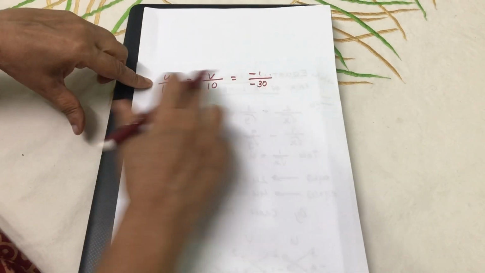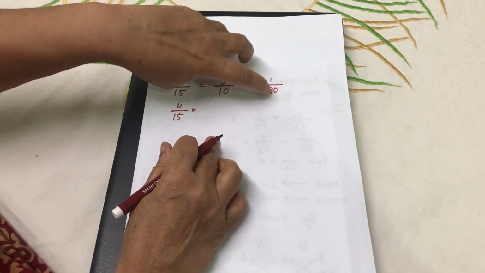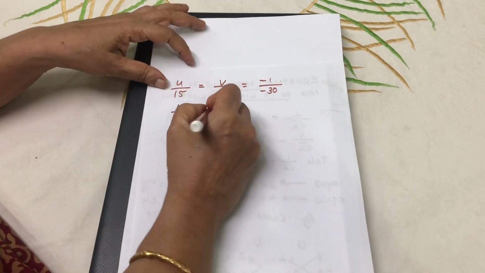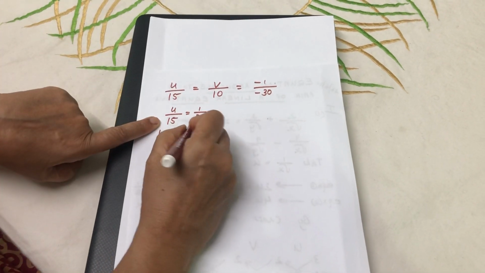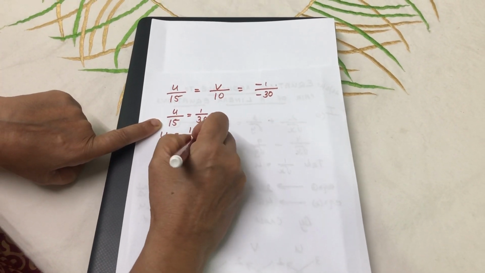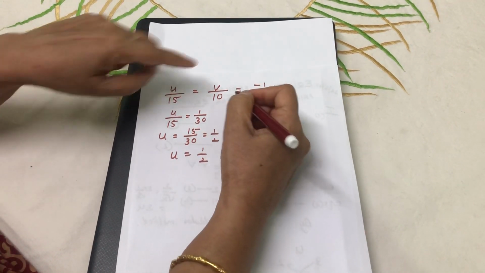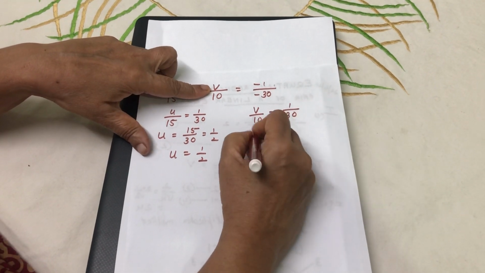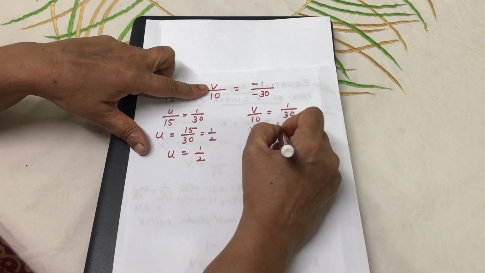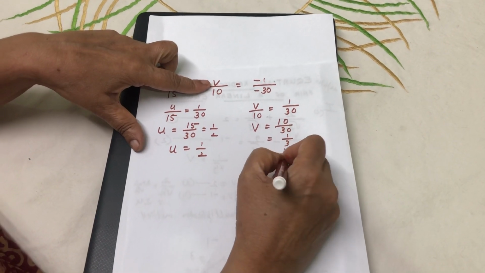So each one you have to take. This is u by 15 equal to minus 1 by minus 30 is 1 by 30. Then u is equal to, this 15 will go to this side, 15 by 30 is 1 by 2. So u is equal to 1 by 2. Here v by 10 equal to 1 by 30. v is equal to 10 by 30, which is 1 by 3. So v is equal to 1 by 3.